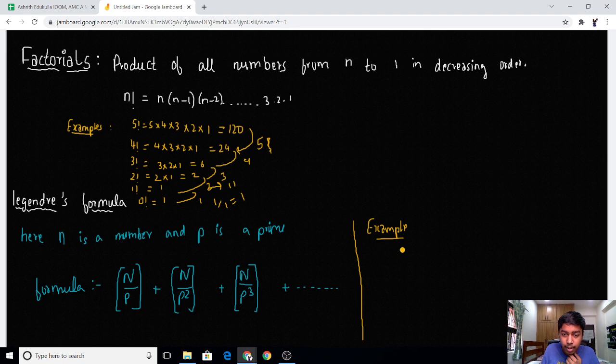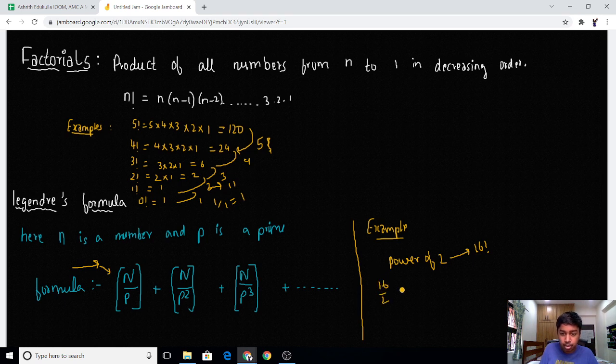So I want to find the power of 2 in 16 factorial. By Legendre's formula, which will give us exactly this. If you want to find the power of a prime in n factorial, then you can use this formula which is given right here. And now let me tell you why this works. Let us just solve it with an example.